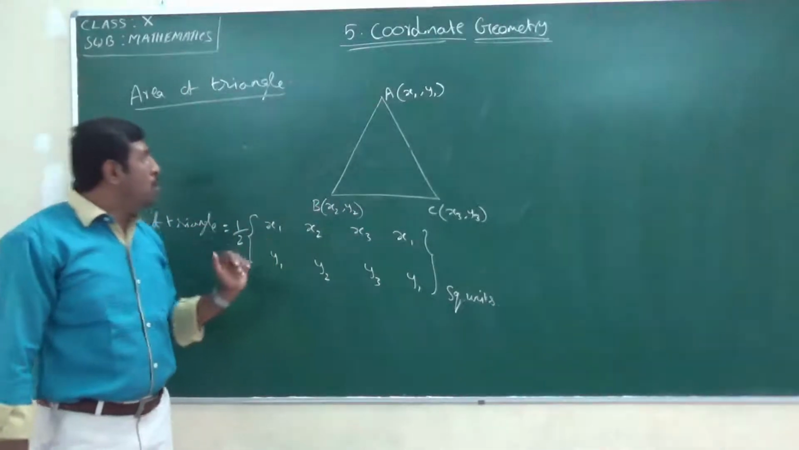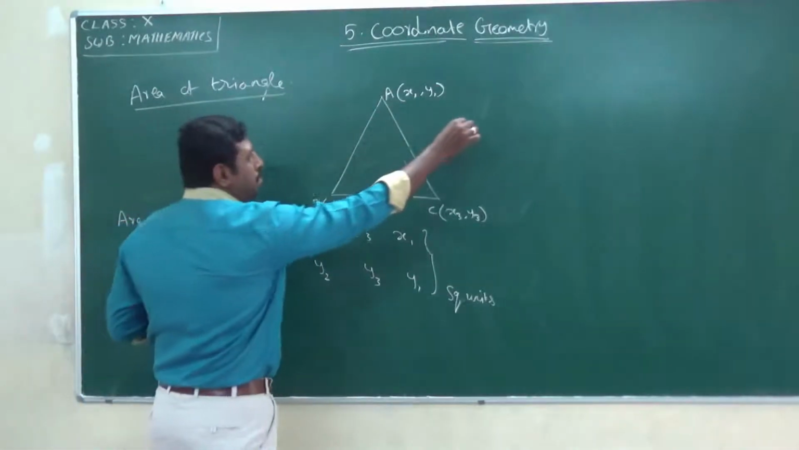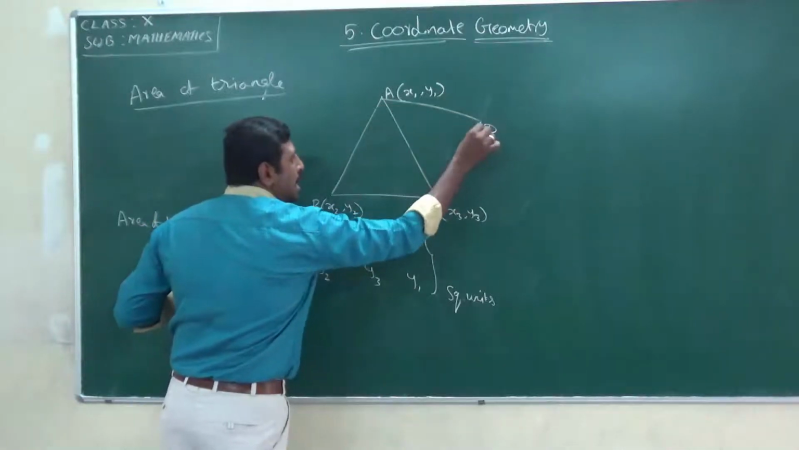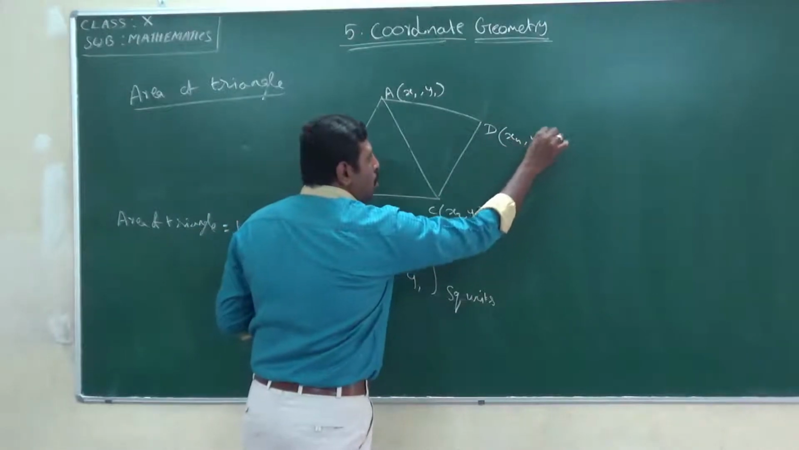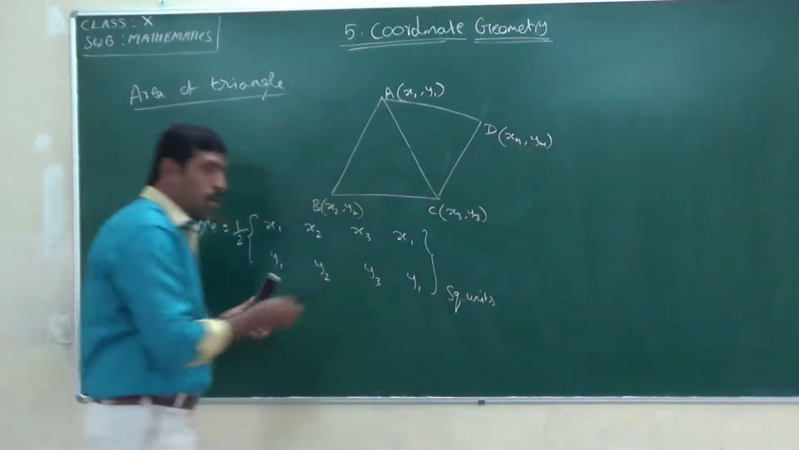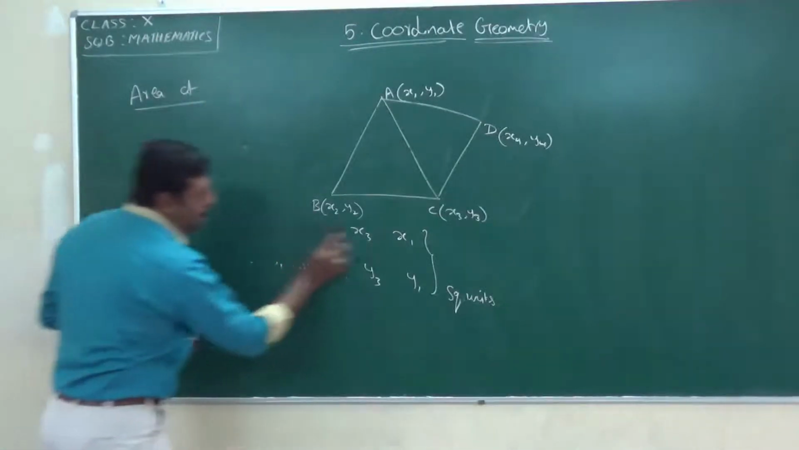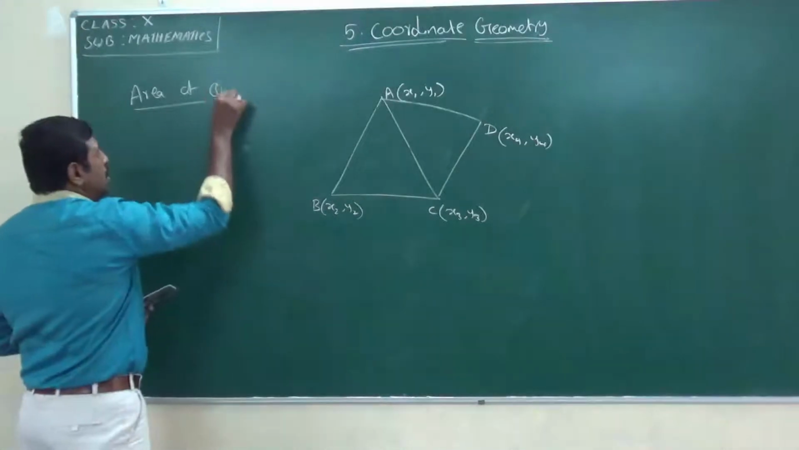Now we can find out the area of the quadrilateral. Suppose here we have one more point, right? Let me take it as D as another point. The D point we take as x4, y4. So here, the area of the quadrilateral, we have the 4 points, right?